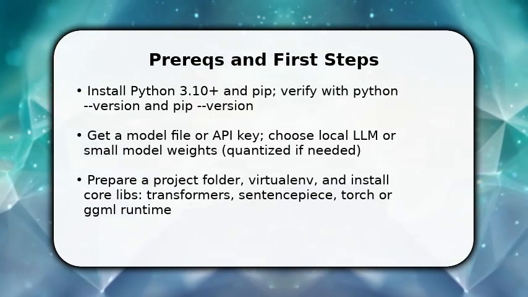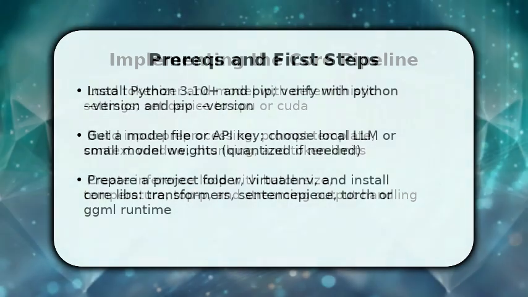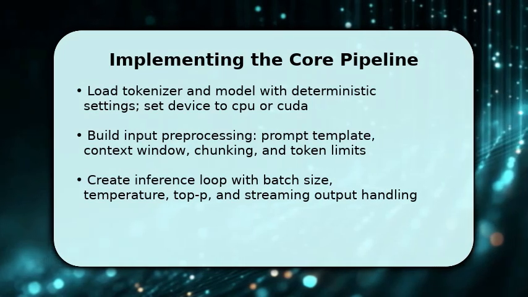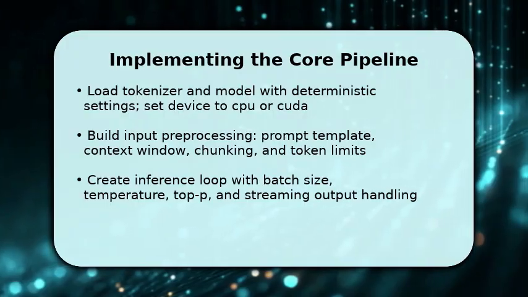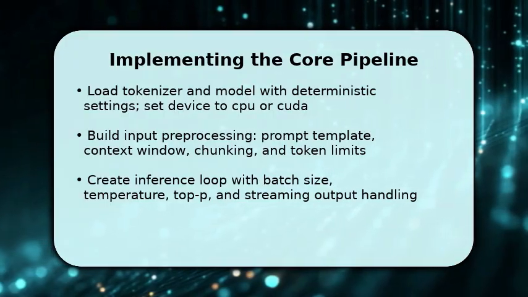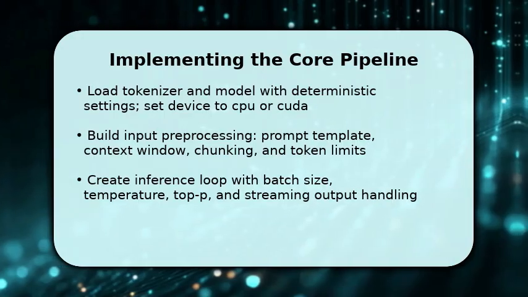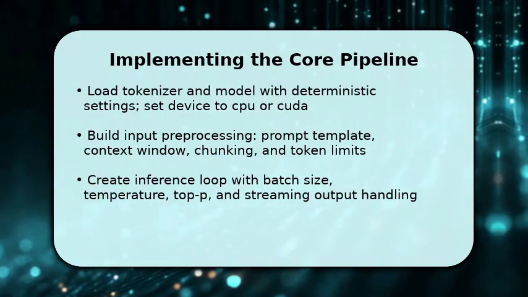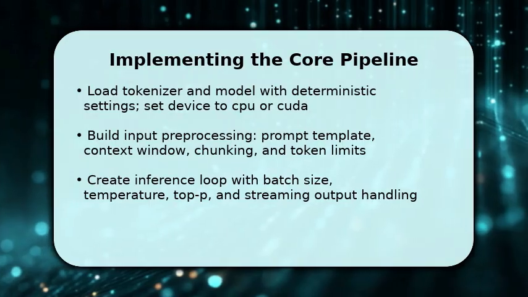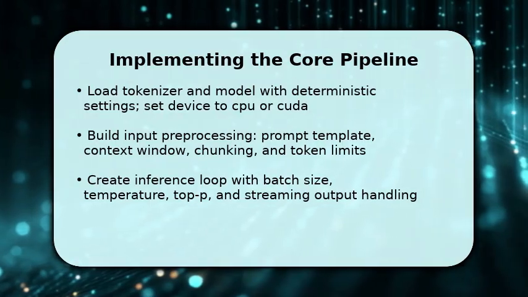You now implement the core pipeline. Load the tokenizer and model using stable, deterministic settings and assign device to CPU or CUDA depending on hardware. Then build input preprocessing, craft a prompt template, manage context windows, and chunk long documents to avoid truncation.